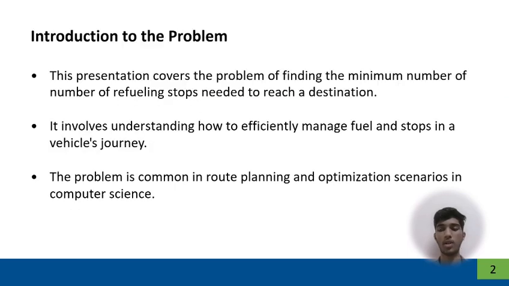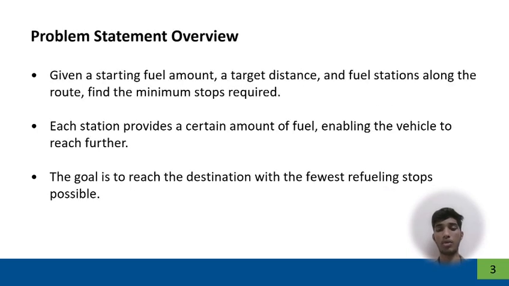This problem deals with planning an efficient journey for a vehicle. We need to decide where to stop for fuel so that the vehicle reaches its destination using as few refueling stops as possible. This concept is important in route optimization, navigation systems, delivery logistics and even dynamic planning problems in computer science. Problem statement overview. Given a starting fuel amount, a target distance, and a few fuel stations along the route, find the minimum stops required.